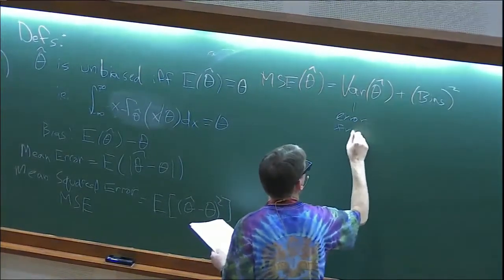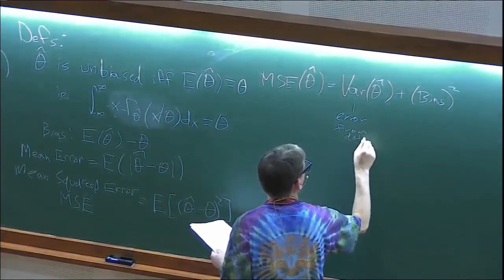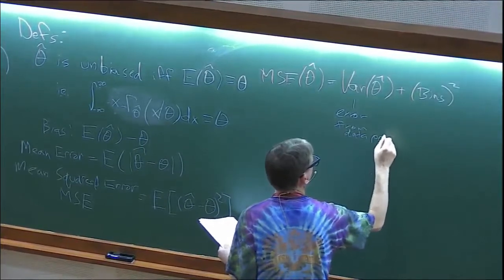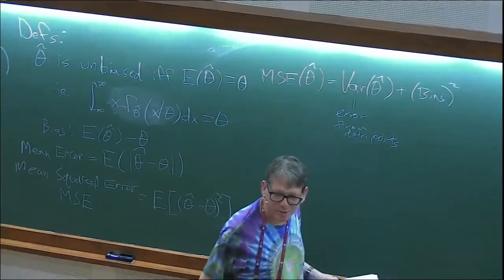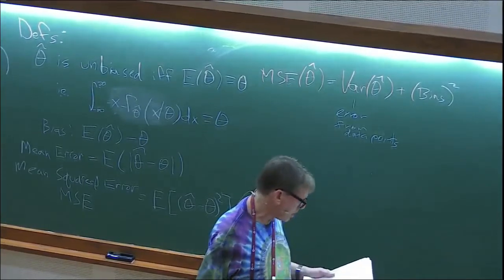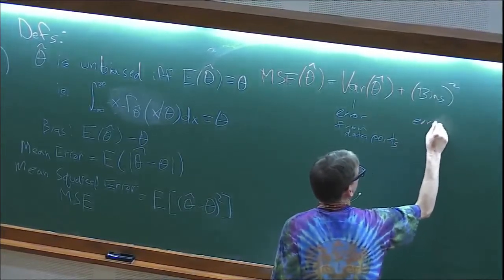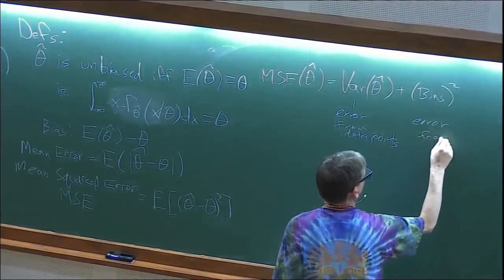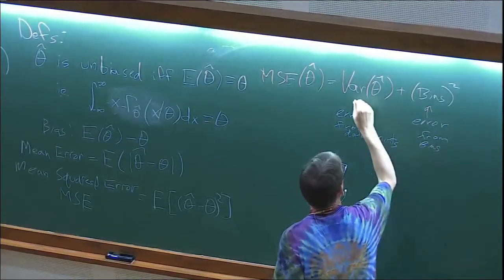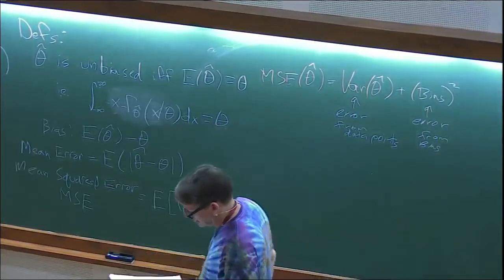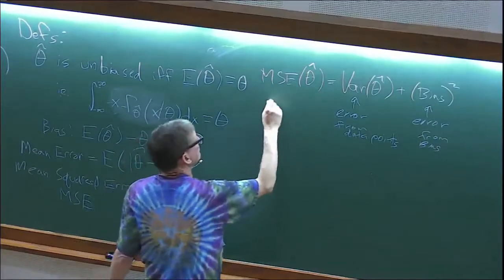This is the error from the spread of data points. If they're more spread out, you'll have a more spread out estimate, because you never get something from nothing. There is no free lunch. And this is the error from bias. And this is essentially the expected error.